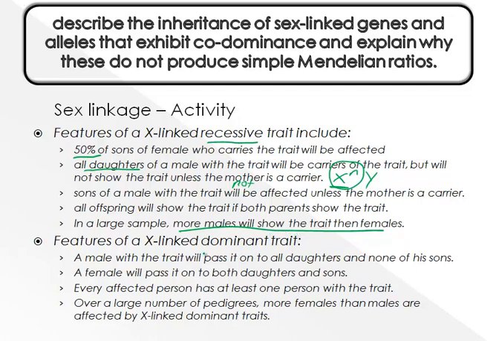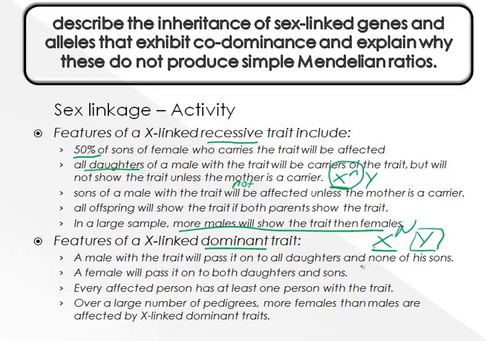Now, if the X-linked gene is dominant, a male will pass it on to all daughters and none of his sons, because remember, he can only pass on the 1 X chromosome. If we use a capital N this time for the male, he passes that on to all the daughters that he has, and they will therefore show the trait. A male will only ever pass on the Y chromosome to sons. Therefore, if he carries the dominant trait, none of his sons will have it, and all of his daughters will have it. A female will pass it on to both daughters and sons.